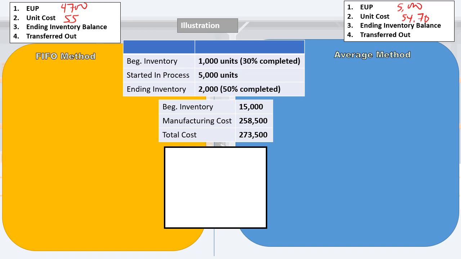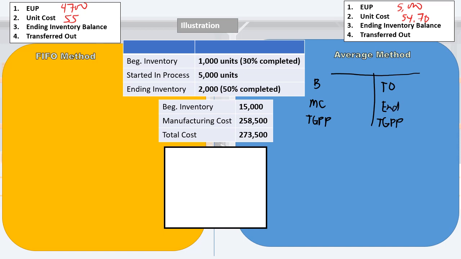Okay, so punta na tayo sa last part, which is the computation of ending inventory balance and the transferred out balance. So, para hindi tayo mahirapan, pwede na ulit tayo mag-prepare ng T-account, di ba? So, unahin muna natin si average method kasi available na po yung ating unit cost. So, under average method, yung T-account po natin, dahil ang pinag-uusapan na natin ay cost, meron tayo dyan beginning, then we also have the manufacturing cost, then yung total goods placed in process. So, i-forward lang natin yan dun sa right side. So, meron tayo dyang transferred out and we also have the ending balance.